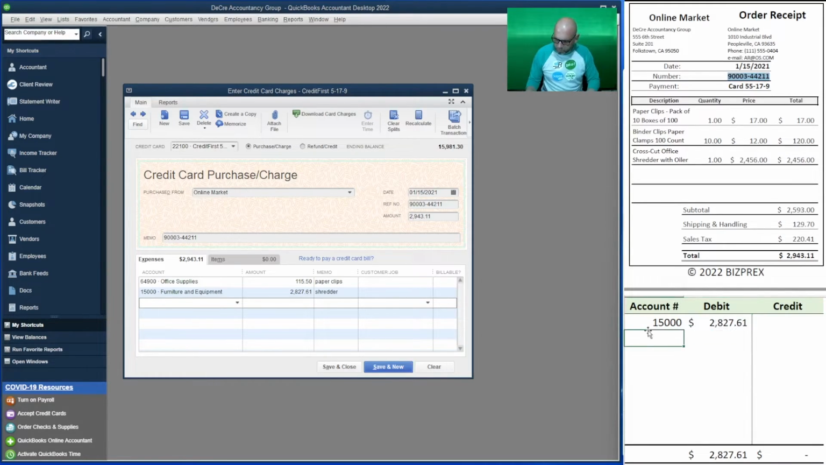And then office supplies go up, again, when debited because it's an expense. Both assets and expenses go up when debited. Again, now the question is, how did we fund this purchase? We funded with credit card. Credit card is debt. Debt goes up when credited.